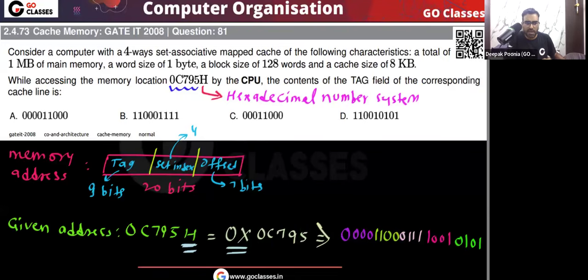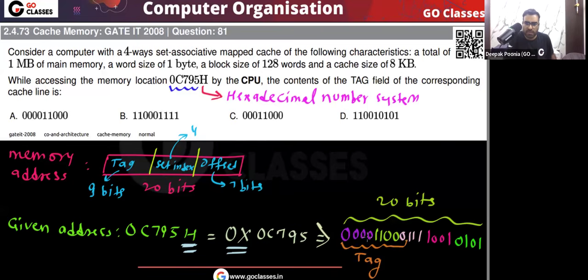Very simple. And now in this binary address, you can easily find the 9 most significant bits. That will be the tag. Remember, this total is basically 20 bits, and you already know that the memory address has 20 bits. This is the size of the memory address. So in this, the most significant 9 bits will be the tag.